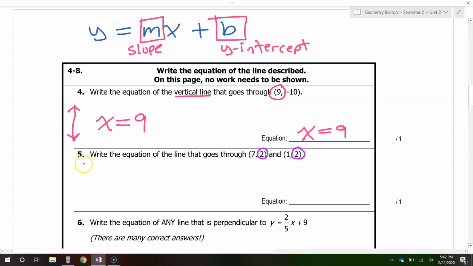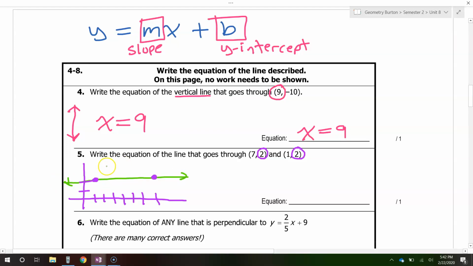Imagine graphing this. What if we did just a little basic graph? Might be the easiest thing to do. 7, 2, 1, 2, 3, 4, 5, 6, 7, 1, 2, right? So 7, 2 would be right here, and then 1, 2 would be right here. So you see what's happening. This is forming a horizontal line.